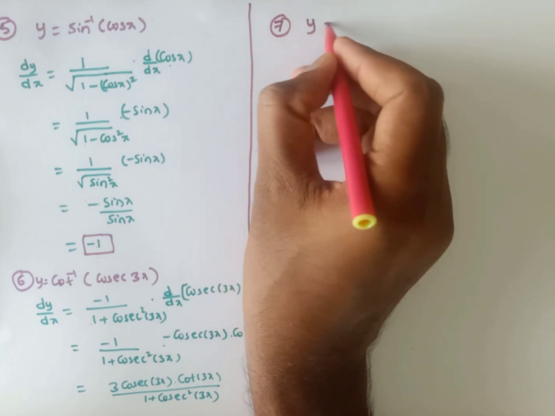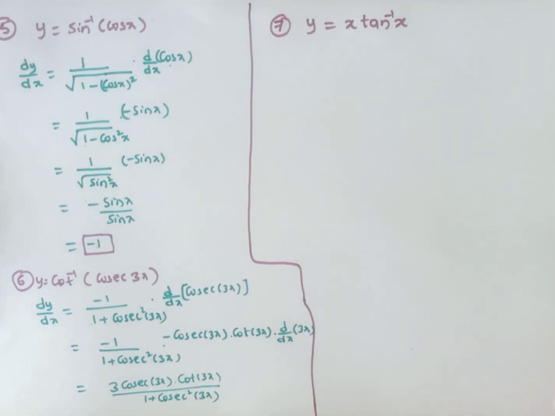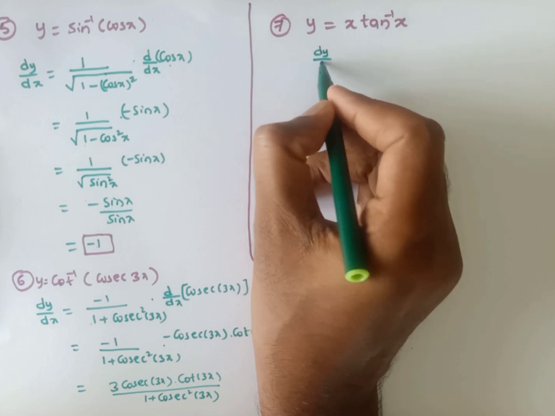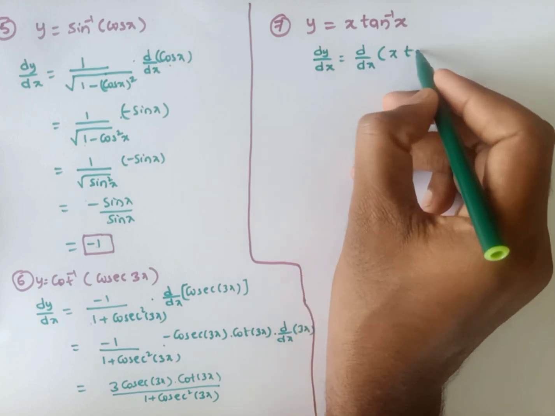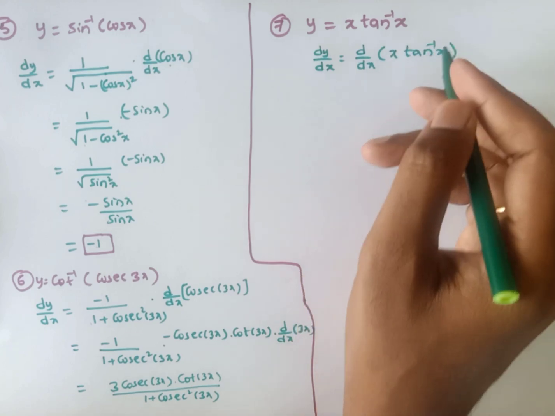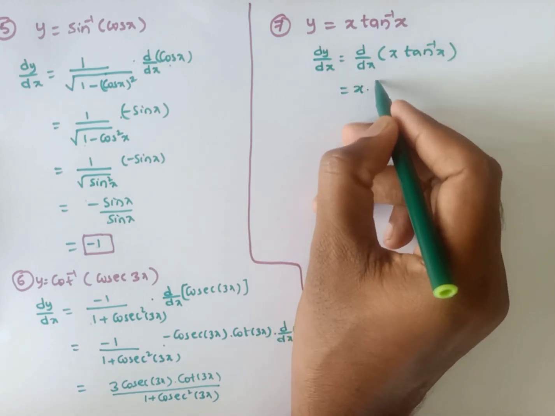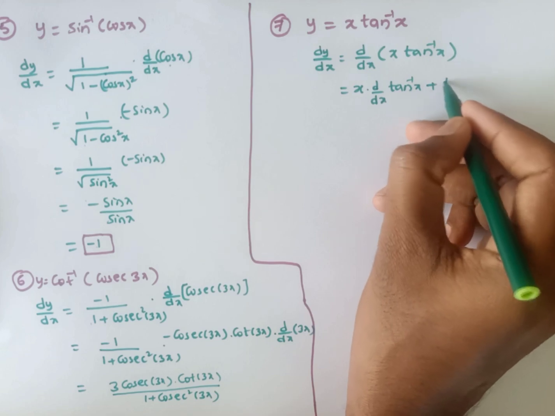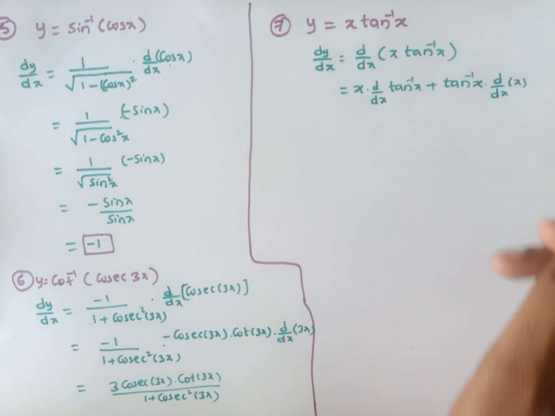Seventh, so y equals x into tan inverse of x. You use the product rule if an algebraic function is involved with an inverse trigonometric function. Now here dy by dx is equal to d by dx of x into tan inverse of x, right? Here x is u and tan inverse of x is v. So this is x into d by dx of tan inverse of x plus tan inverse of x into d by dx of x, right?